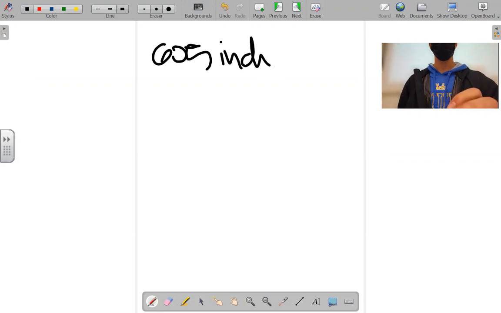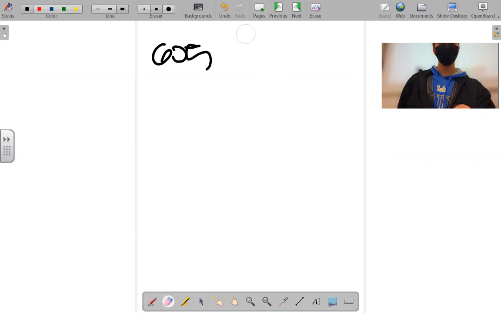Let me show you the palette here. You can pick up an eraser. There you go. Lovely. And if you want to switch colors, some colors you can rock.